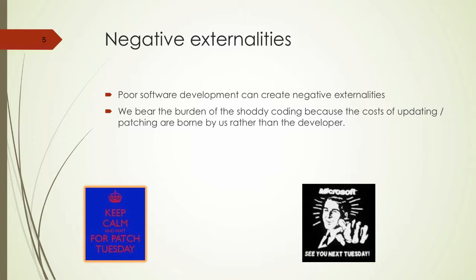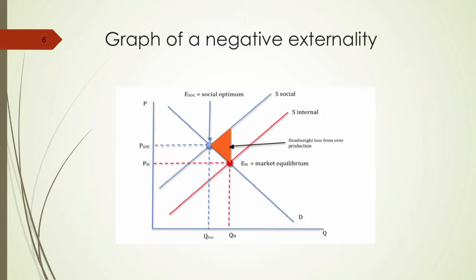So we end up bearing the burden of the shoddy coding because the costs of updating and patching are borne by us rather than the developer themselves. When we look at a negative externality from a graphical representation, here's what we end up seeing.